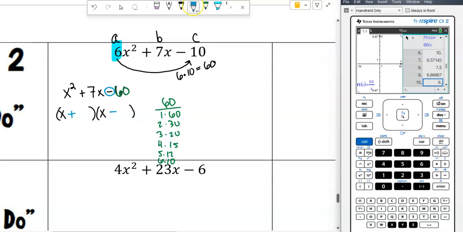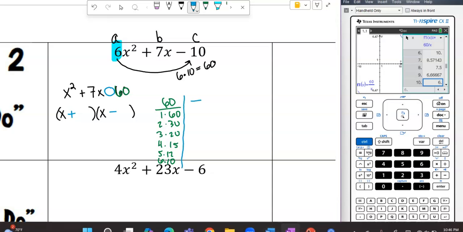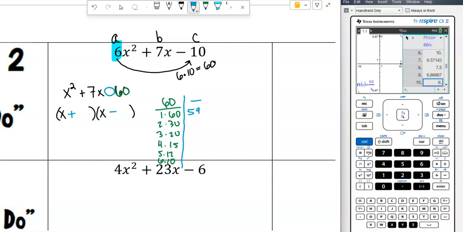So now, back here, this means you'll be subtracting. You're going to find the difference between these numbers. Well, 60 minus 1 is 59. 30 minus 2 is 28. 20 minus 3 is 17. 15 minus 4 is 11. 12 minus 5 is 7. And 10 minus 6 is 4.